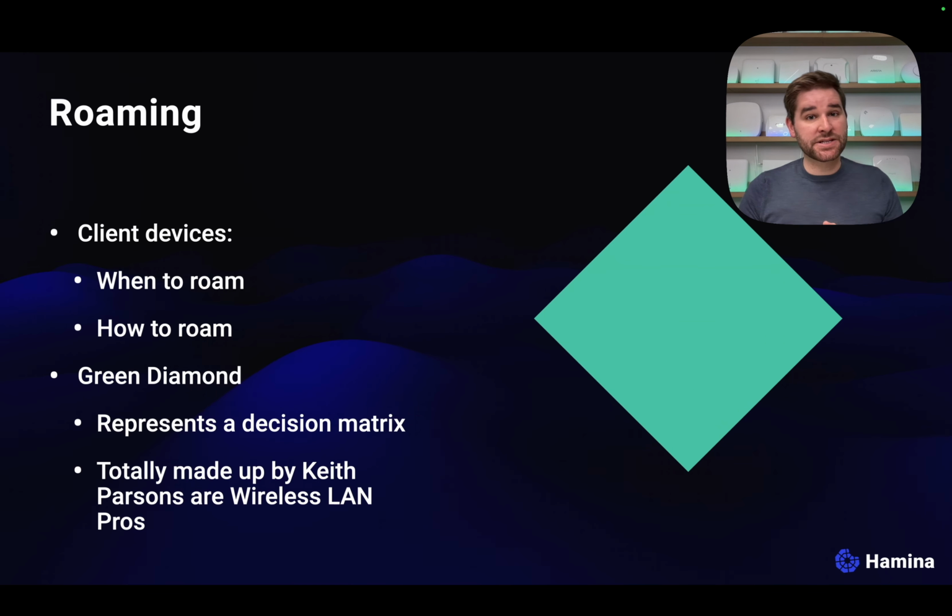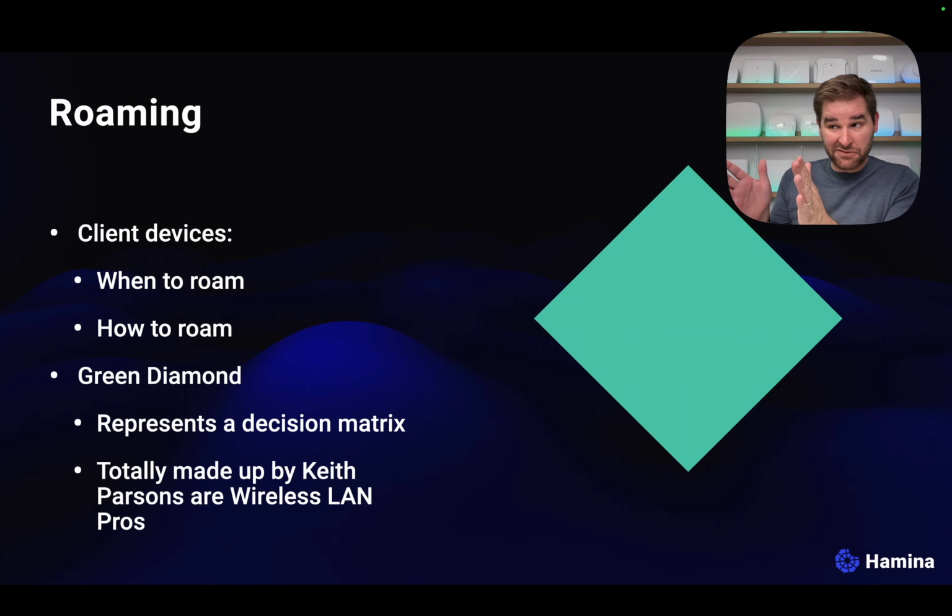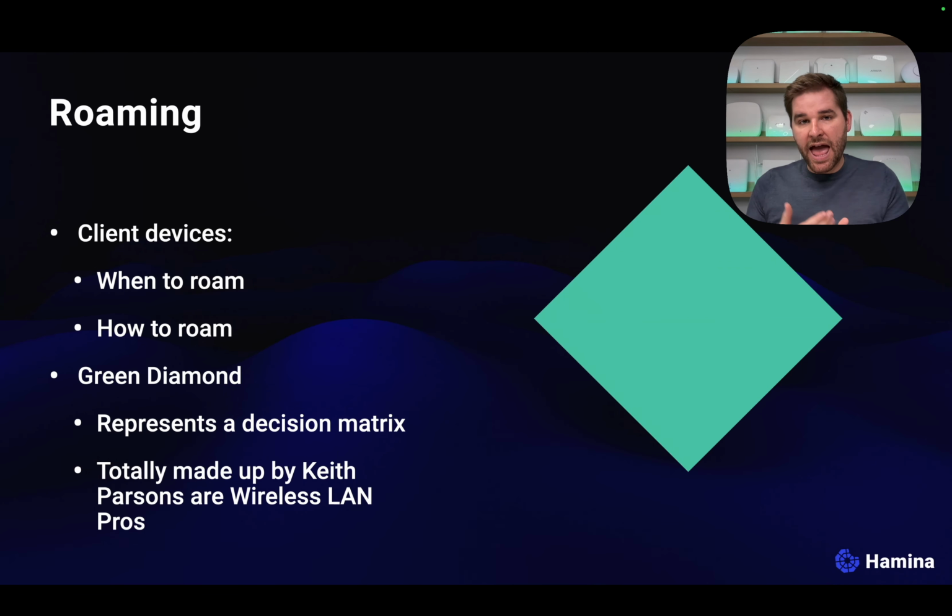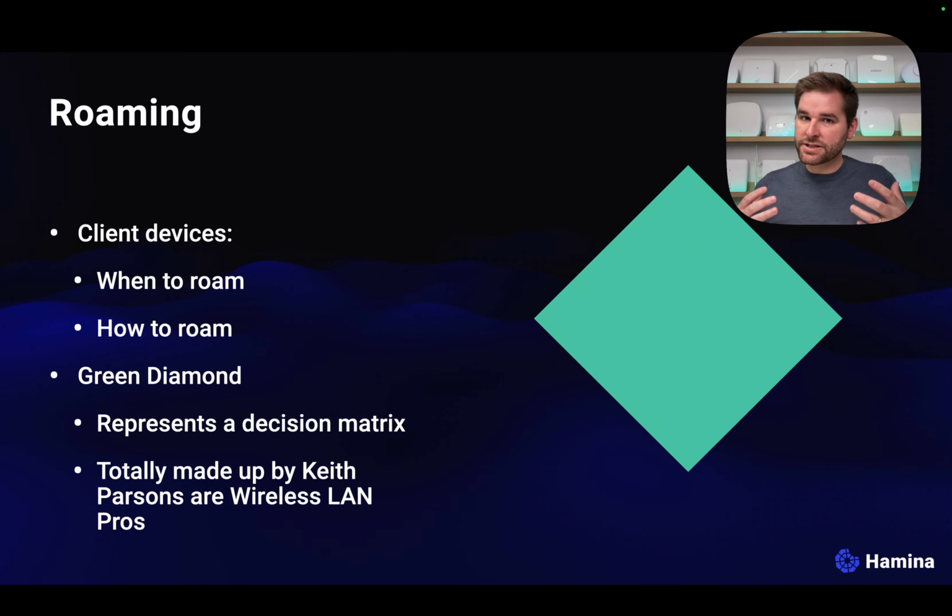Which PHY types does it support? This one's an 802.11n access point, but this is an 802.11ax access point. That's a pretty easy decision, right? But remember, every client handles these things differently. You might take an iPhone, you might take a Windows laptop, you might take a Chromebook. They all are going to make completely different decisions for when they decide to roam and how they pick a new access point to associate to.